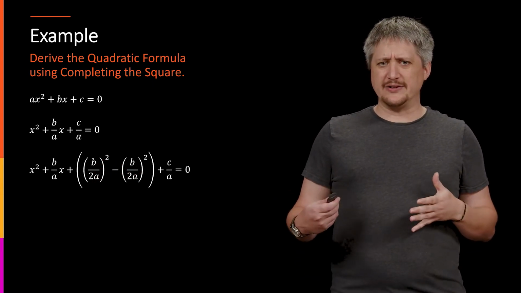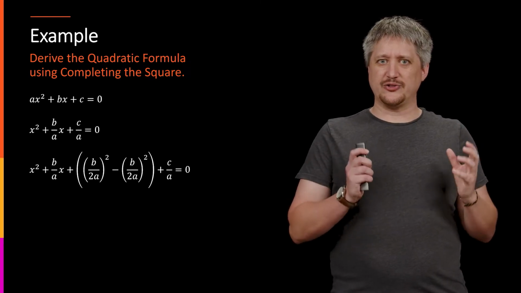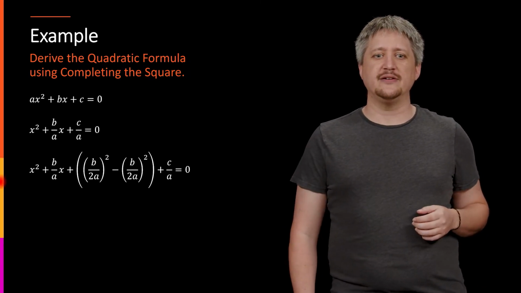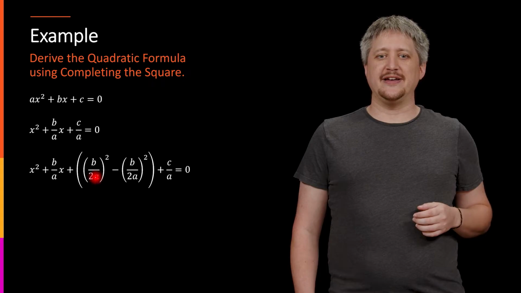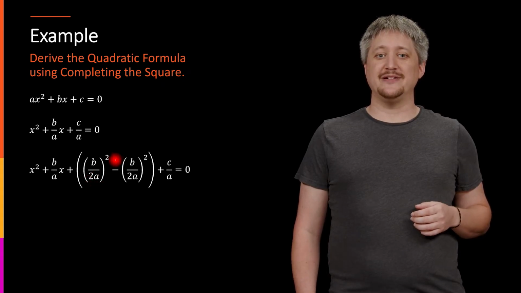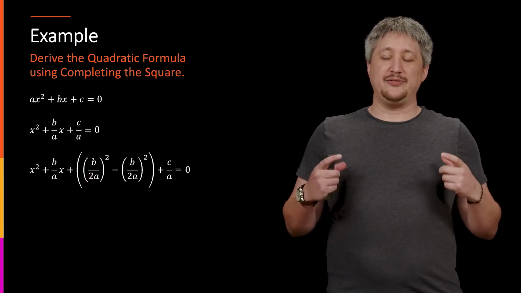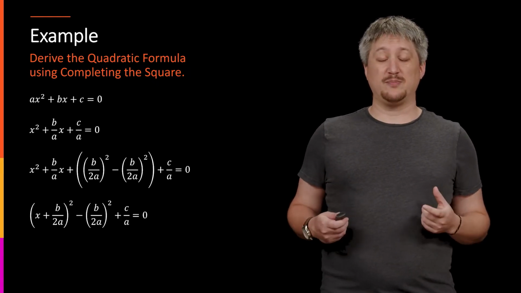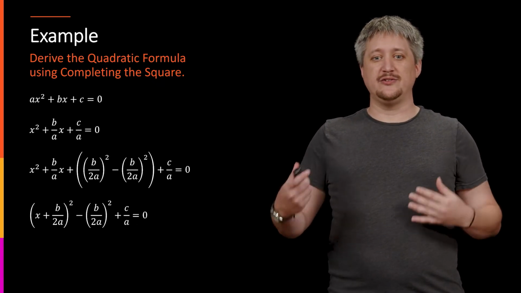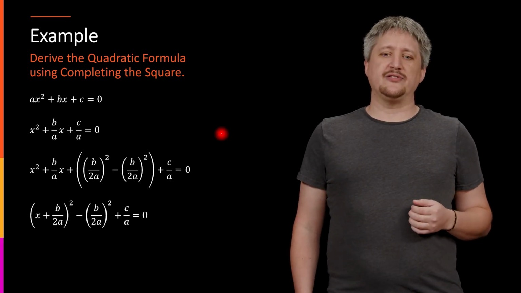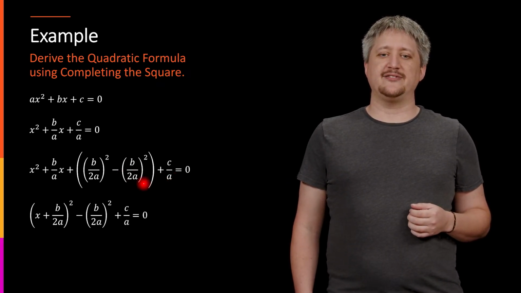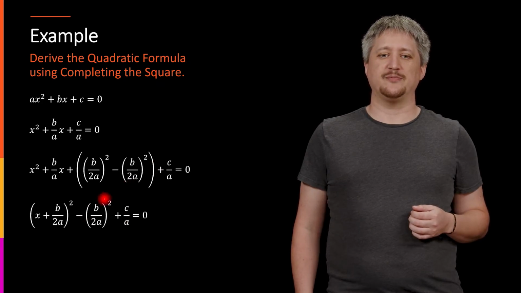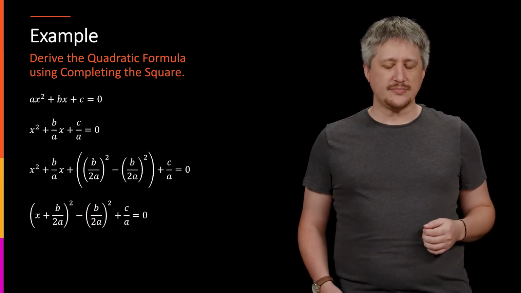And the whole point here is that I can take those first three terms, the x squared, the b over a x, and the b over 2a squared, and collapse them down to a perfect square, which ends up being just x plus b over 2a, quantity squared. What that leaves left over is the c over a and this negative b over 2a squared. So that's this part here. That's what's left over. Okay.